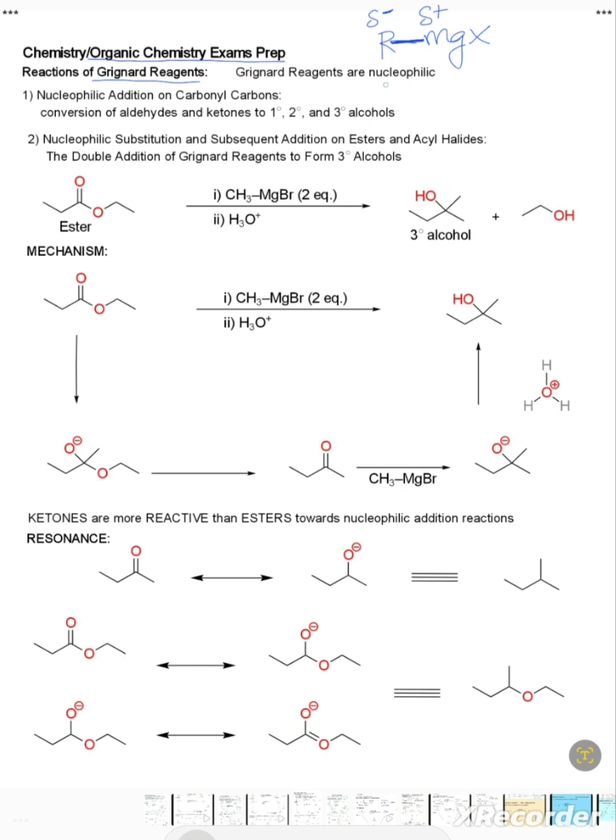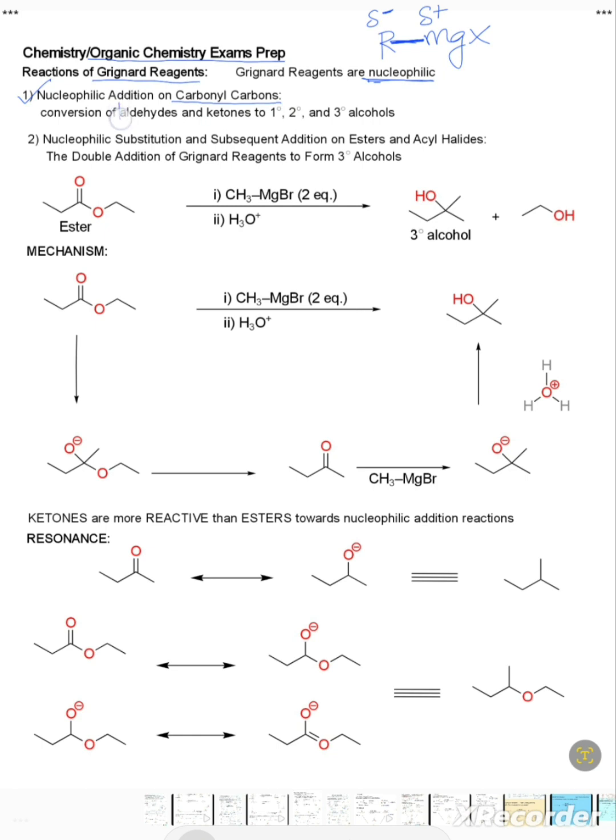Now, just like the Gilman reagents or alkyl lithium reagents, the Grignard reagents are also nucleophilic in nature. So the nucleophilic compounds or species would react with the electrophilic compounds or species. We have seen the first reaction, which is nucleophilic addition on carbonyl carbons. This is one of the most important reactions of the Grignard reagents.